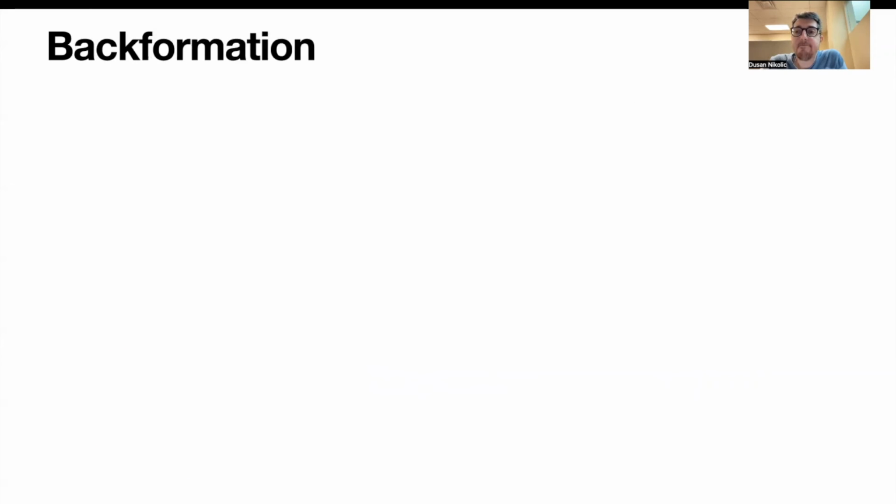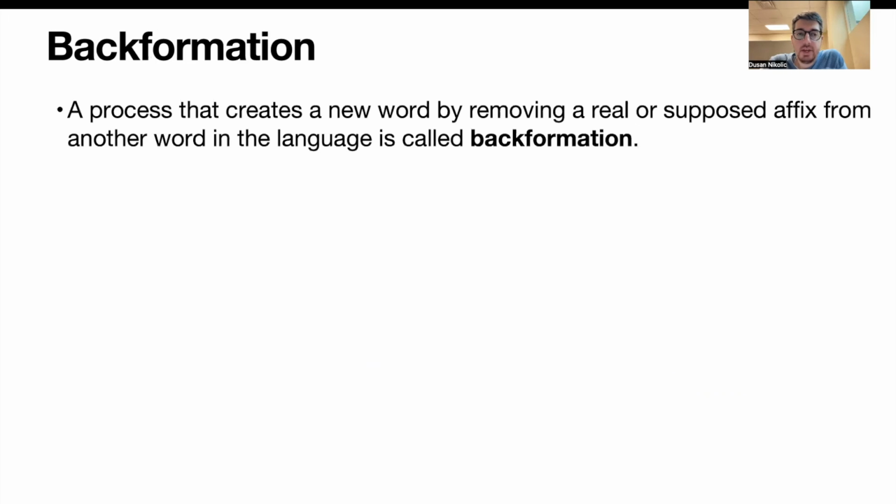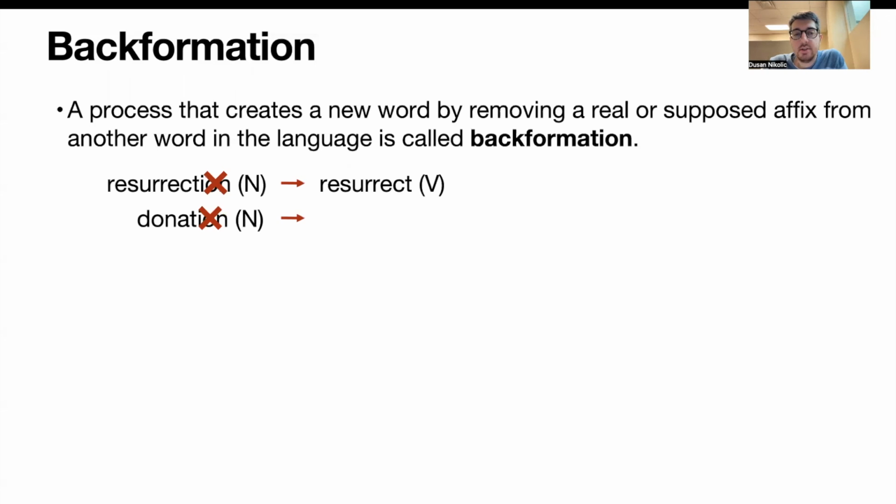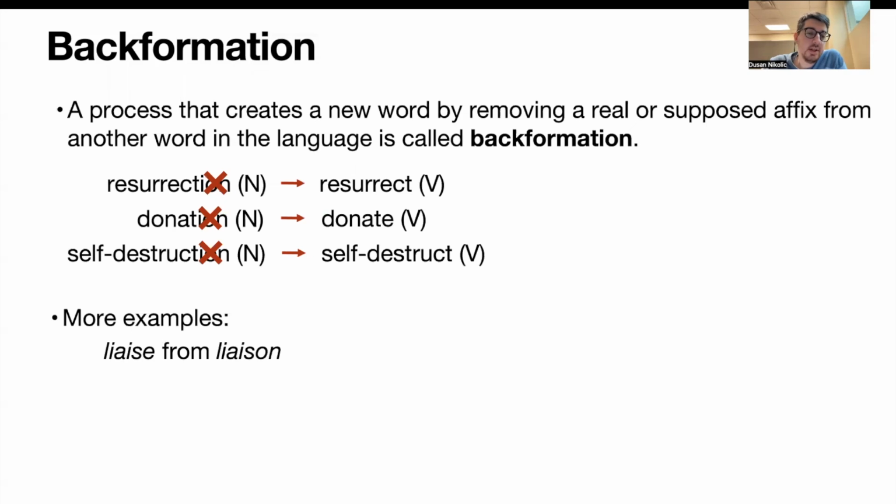That was blending. Next up is backformation, a process that creates a new word by removing a real or supposed affix from another word. This is what we call backformation. For example, we have resurrection, and we remove this ion part, we get resurrect. Donation, donate. Self-destruction, self-destruct. Liaise from liaison, laze from laser, and tase from taser.